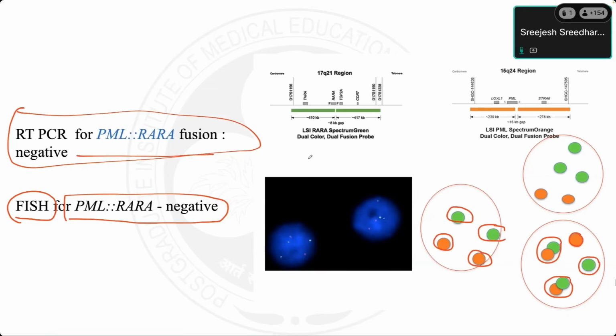So in this situation, we got this pattern. There were no fusions, so there were 2 PML signals. Instead, there were 3 RARA signals. So the PML-RARA was negative, but we got 3 copies of RARA. This is a very important signal from the FISH, because it is indicative of a variant RARA translocation.